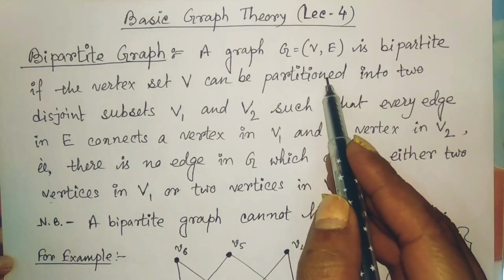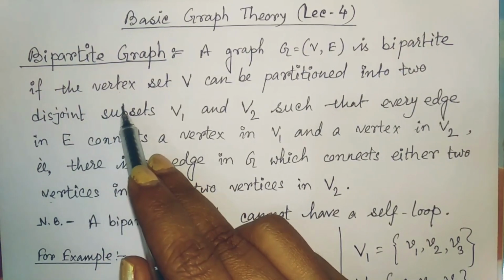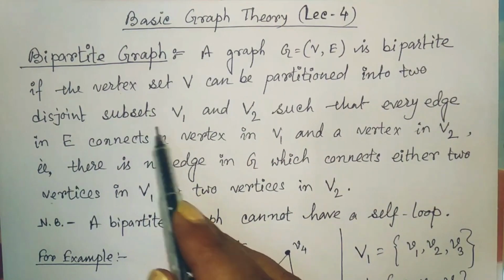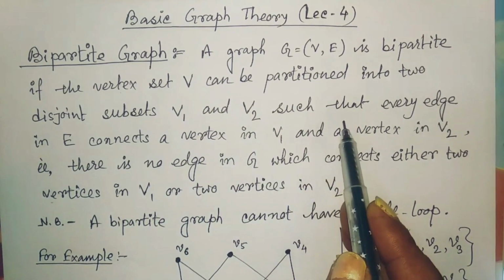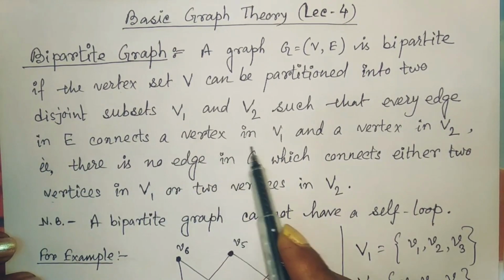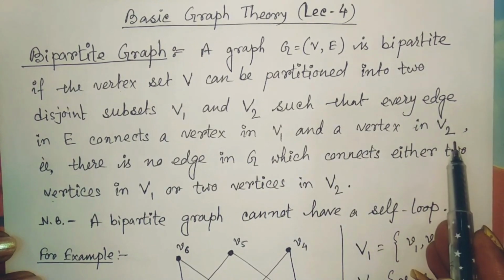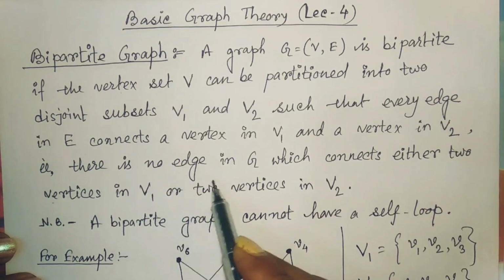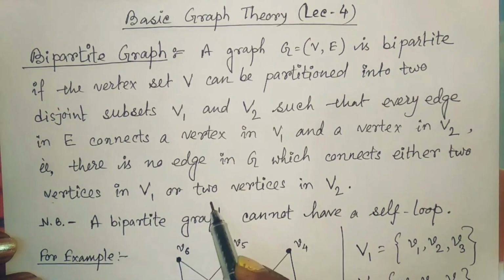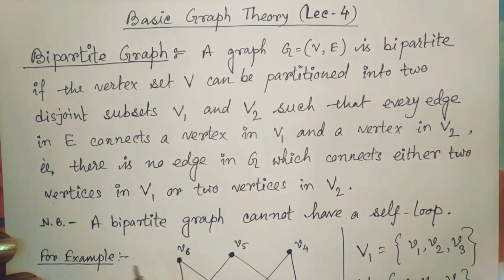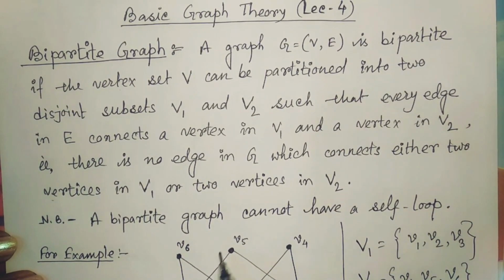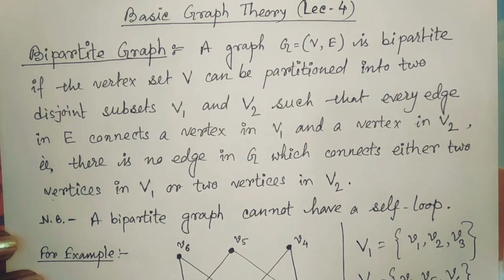A graph G is bipartite if the vertex set V can be partitioned into two disjoint subsets V1 and V2 such that every edge in E connects a vertex in V1 and a vertex in V2. That is, there is no edge in G which connects either two vertices in V1 or two vertices in V2. So in a bipartite graph, we can say that a self loop can never be included.